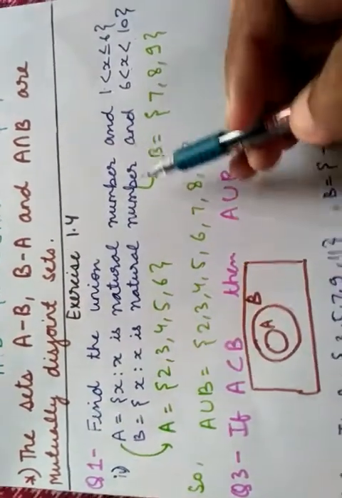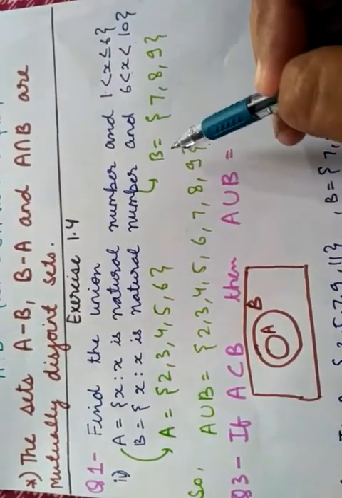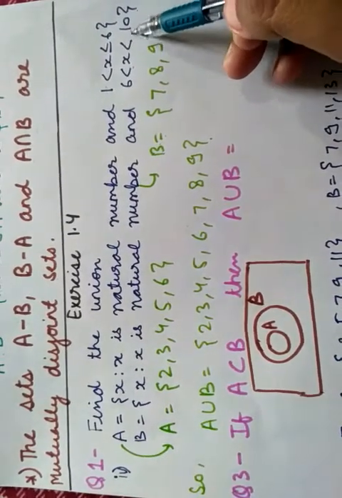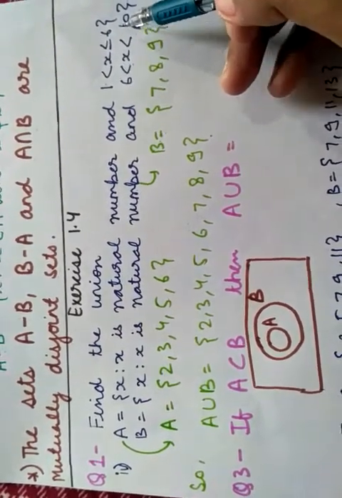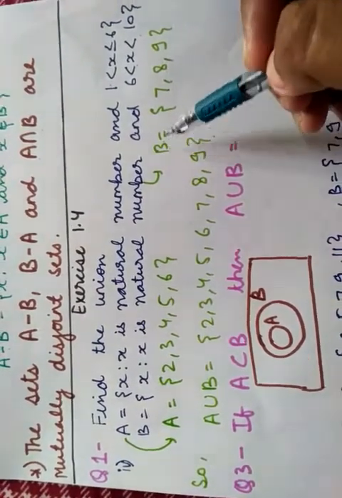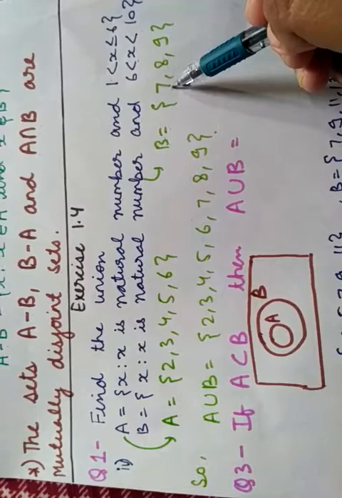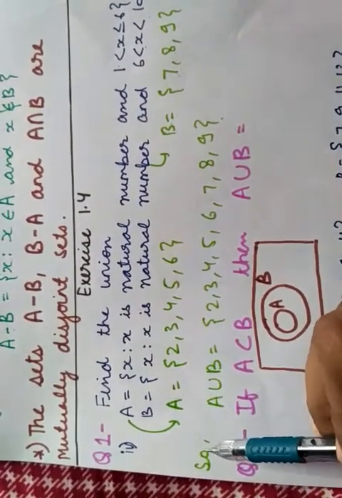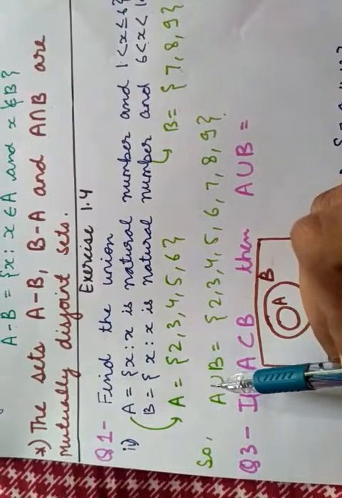In the same way, we will represent B also. So B equals 6 is less than x less than 10. So 6 and 10 are not included, and between them the natural numbers are 7, 8 and 9. So B equals the set containing the elements 7, 8 and 9. Now we have to represent their union. We have to find the union of A and B.